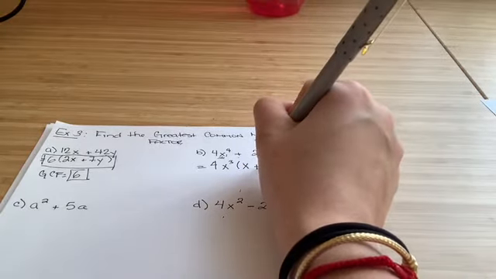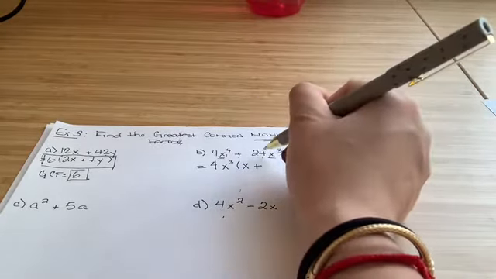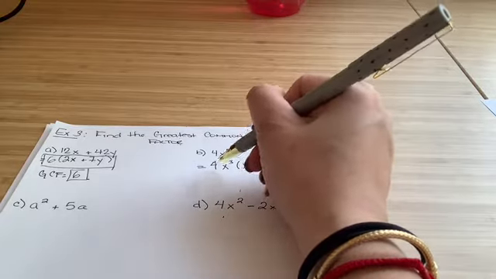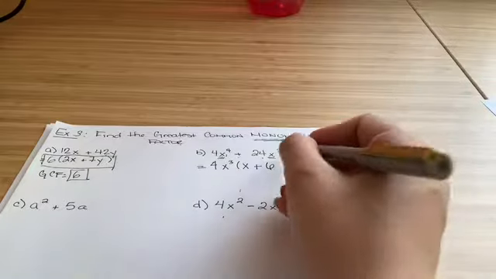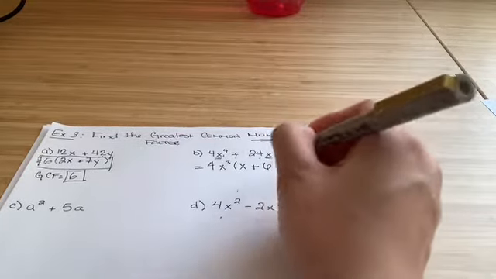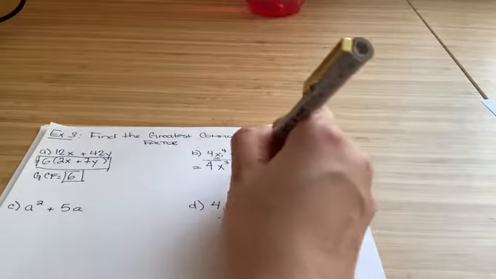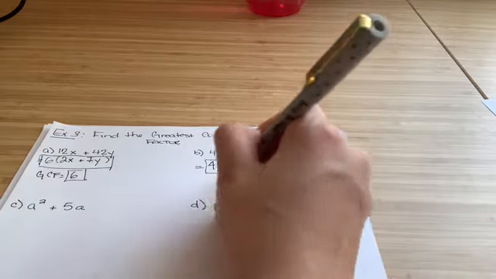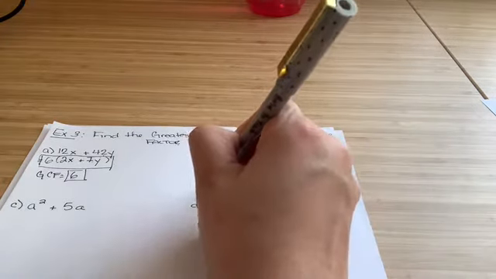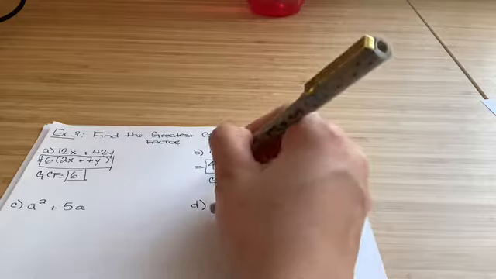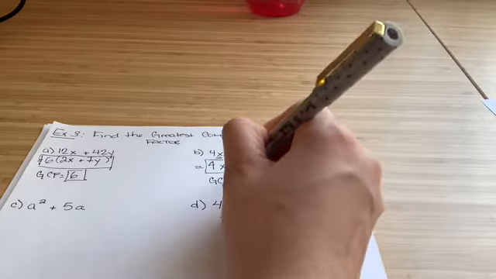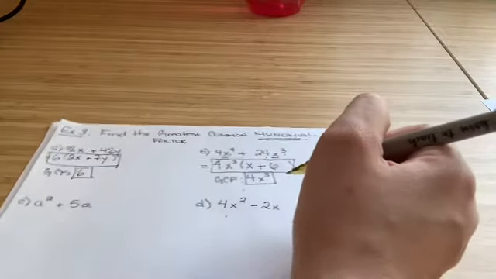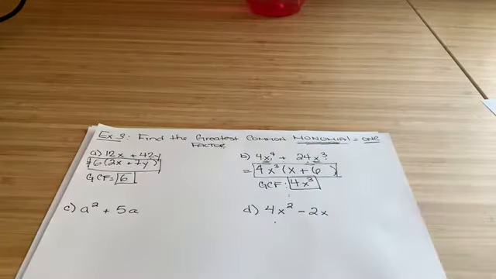Then I have plus 24 divided by 4 is 6. I took 3 x's out, so I can't do anything else. This is my answer. And my GCF here is this, 4x to the 3rd power. Okay, letter C is a little easier.